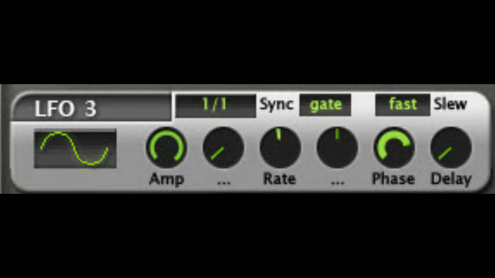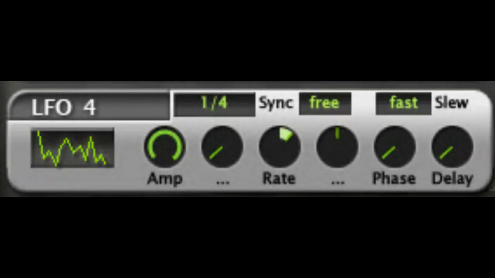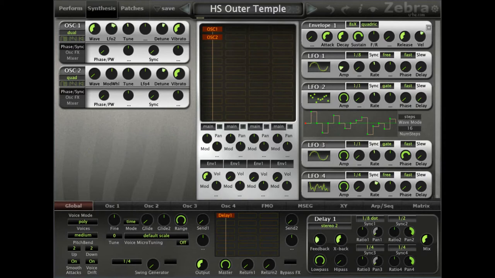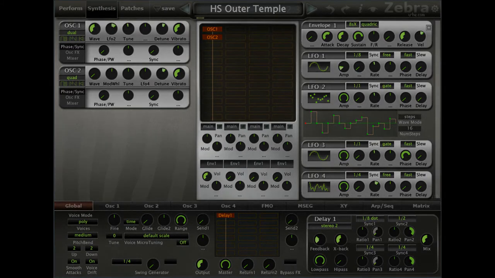It needs only a short glimpse to notice that the emphasis of the patch lies on the right side of the GUI, on the modulations. The patch contains only 2 oscillators, but a whole bunch of modulations.